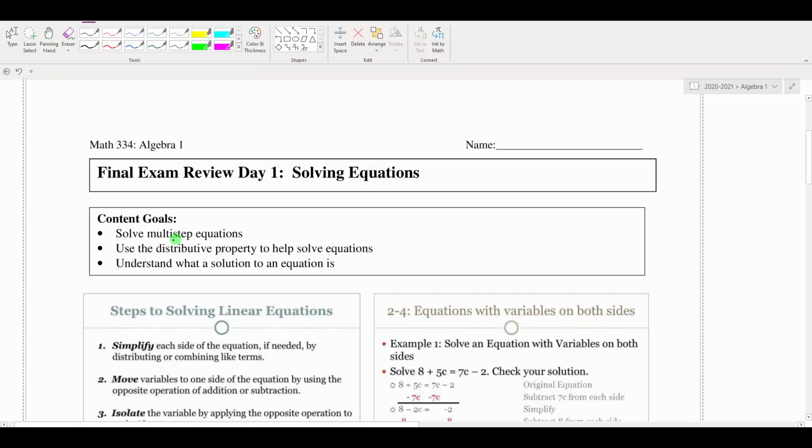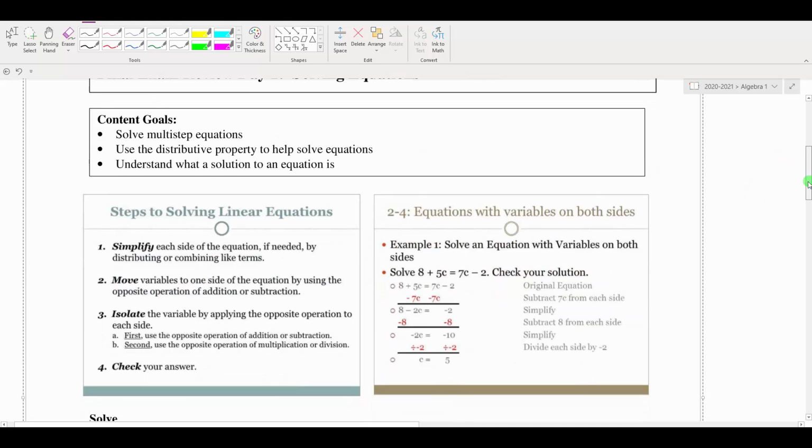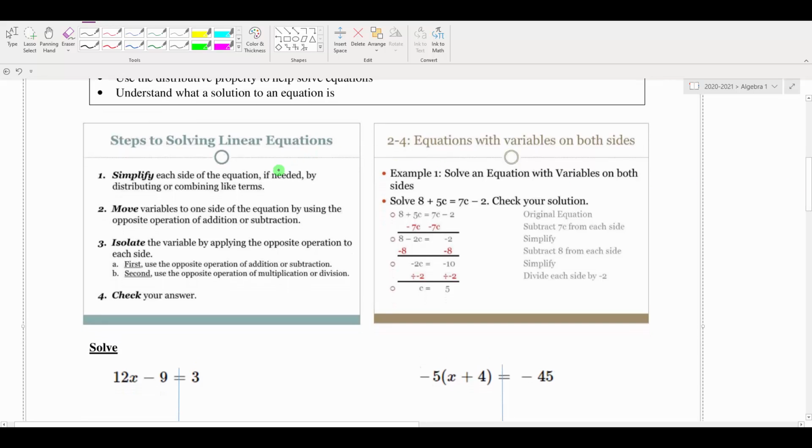Alright, so our goals for this review: we want to solve multi-step equations, we want to use the distributive property to help solve equations, and we want to understand what a solution to an equation is. You might remember these from a previous lesson, but these two slides give you all of the tips and tricks to help you solve equations. You got your step-by-step over here and a nice worked out example over here. If you need to read through these again, that's fine.